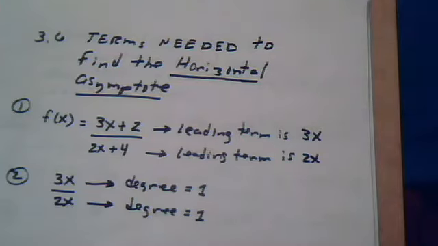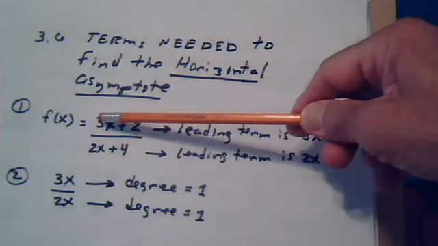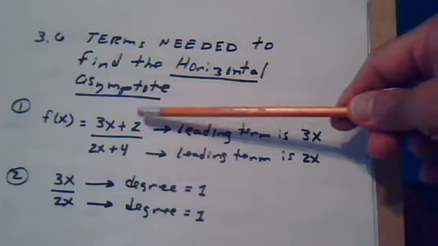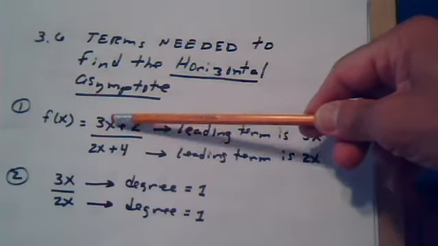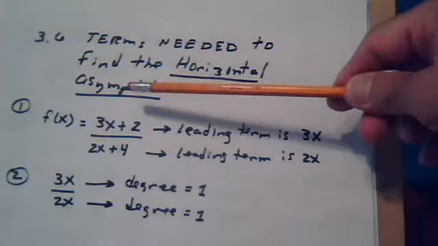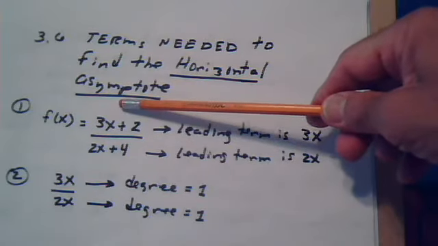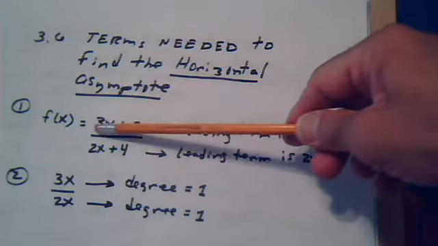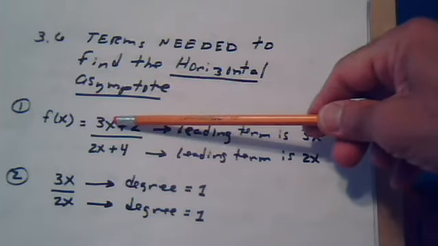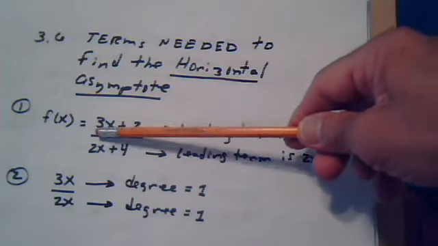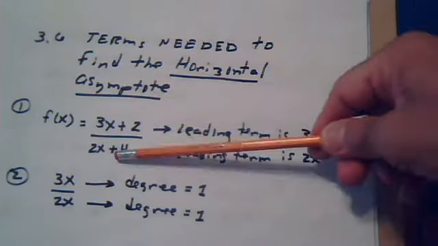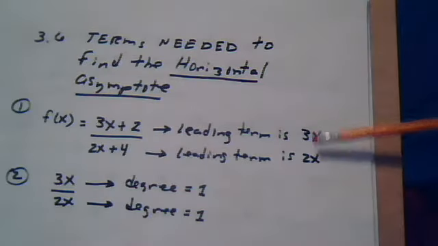We need some terms for the horizontal asymptote so we can work with it. These are the terms we need to learn. If you take the numerator polynomial, the leading term is the term that carries the degree. The degree is the highest power on the variable. So 3x is the leading term for the top polynomial, and 2x is the leading term for the bottom polynomial.